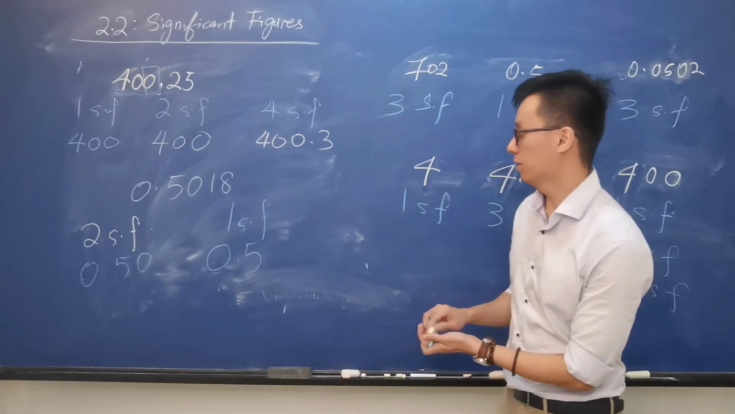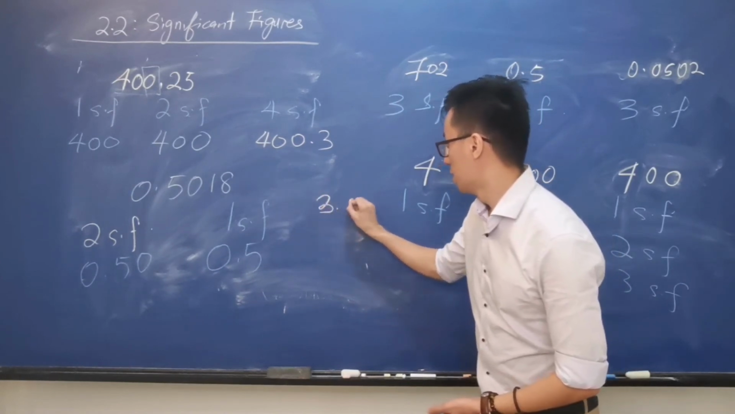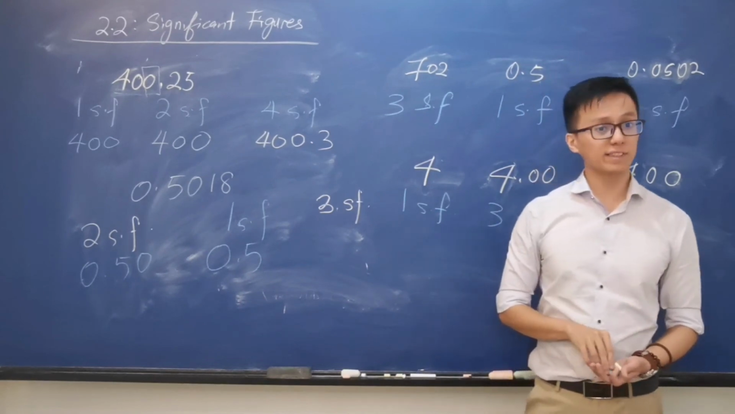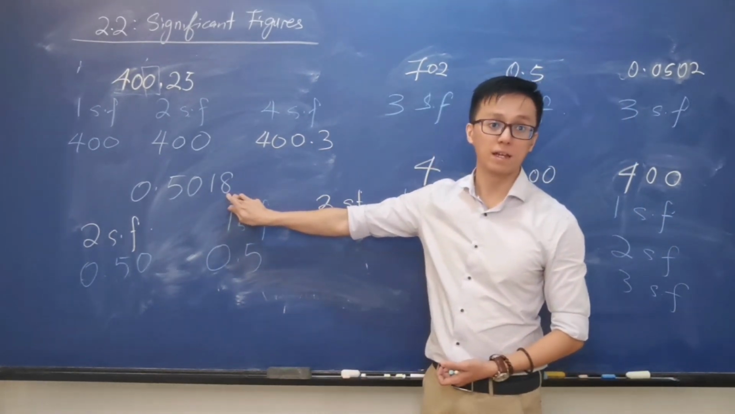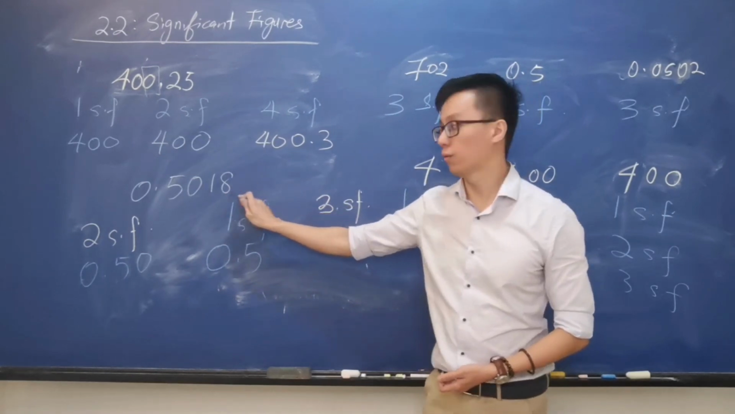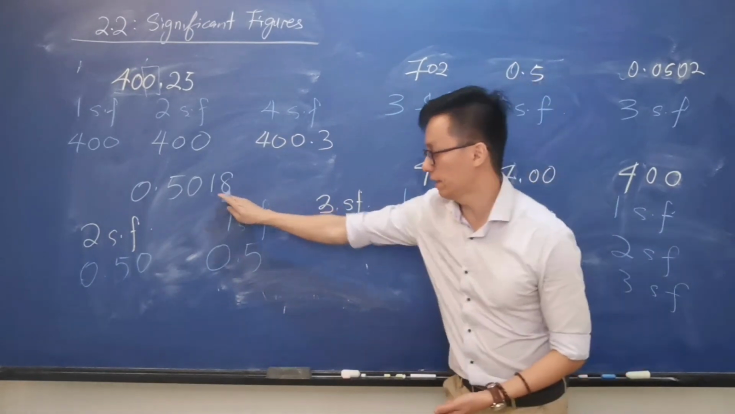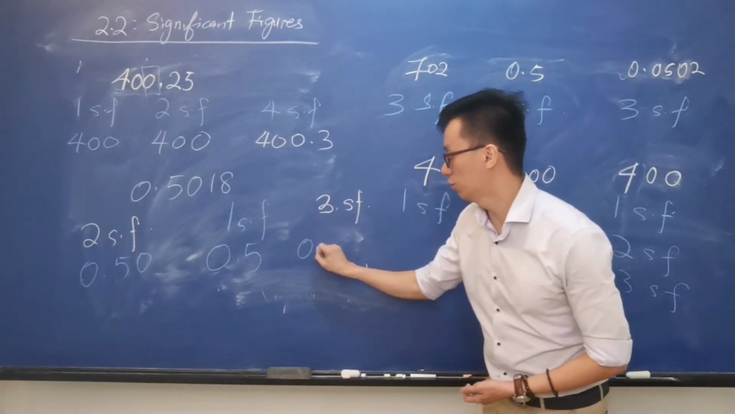So how about if I want to write this in 3 significant figures? For 3 significant figures, we look at the fourth number here, 8. So 8 is more than 5, we will add 1 to this. So if I represent it in 3 significant figures, it will be 0.502.